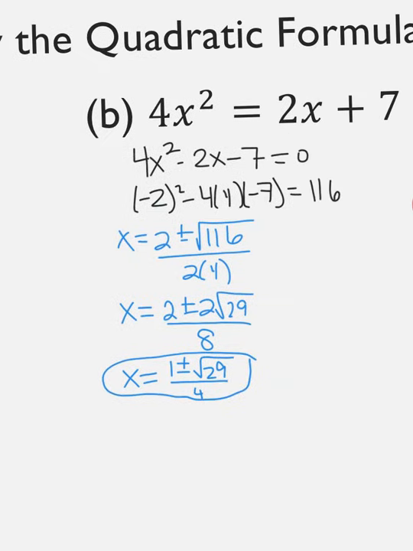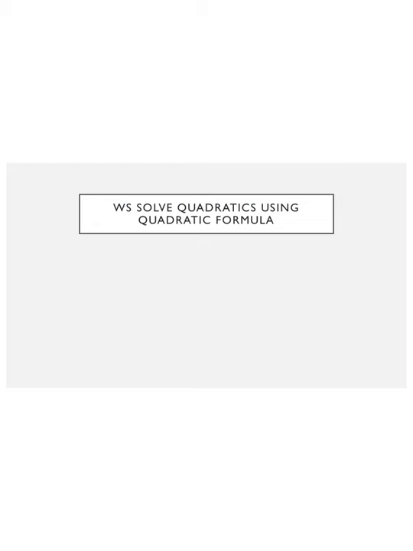And then for B, hopefully you found 1 plus or minus the square root of 29 over 4. Guess what? It's practice time. The end.